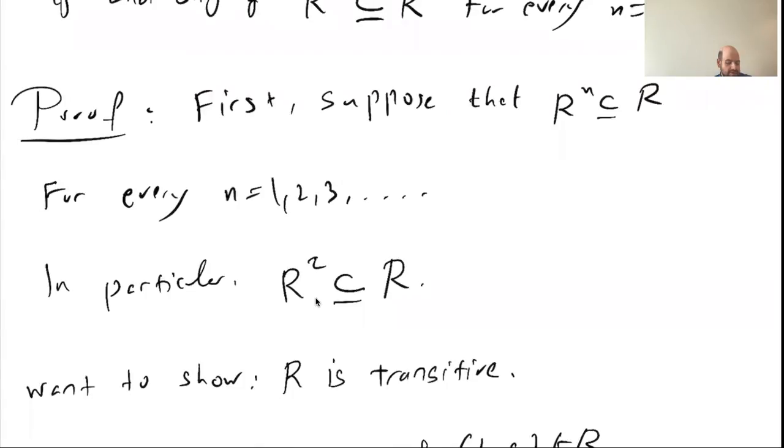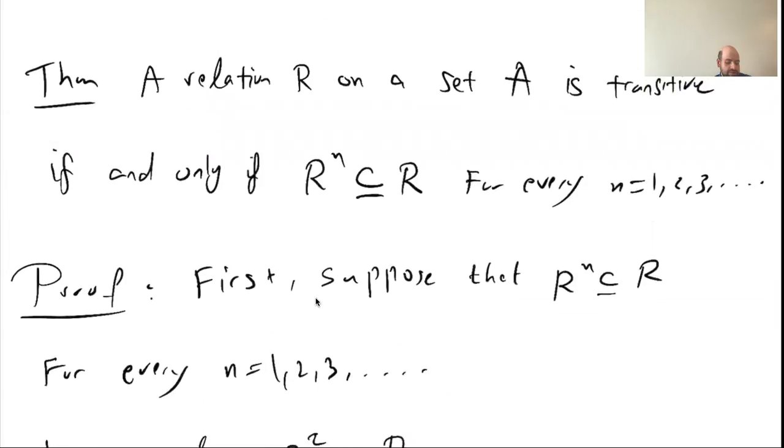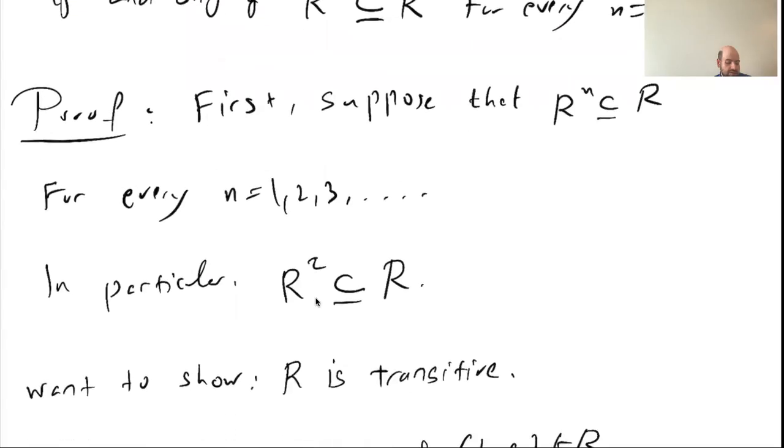So what does that mean? R to power 2 is a subset of R. What do we want to show? We want to show that the relation R is transitive, right? And what do we know? We know that R to power 2 is a subset of R. So we have to look at the definition of transitive. What was it saying? When can I say that the relation is transitive? If whenever (a, b) is in R and (b, c) is in R, then (a, c) is in R.